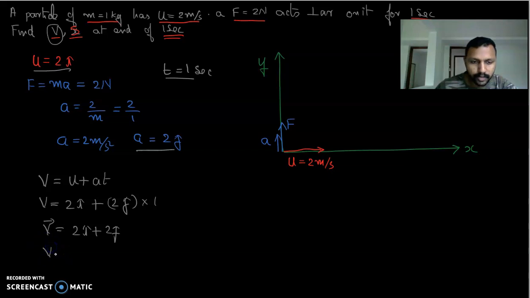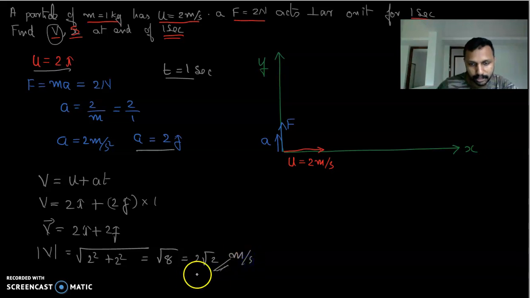Then if we want to find out the magnitude of final velocity, it can be obtained by root of 2 square plus 2 square, that is root of 4 plus 4, that is root 8. We could write it as 2 root 2 also, since 8 is 4 into 2. So we get 2 root 2 meter per second. This is the final velocity.